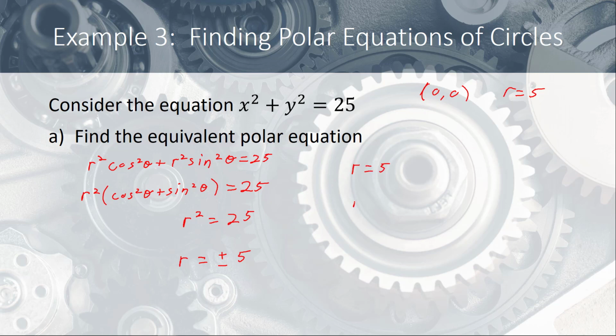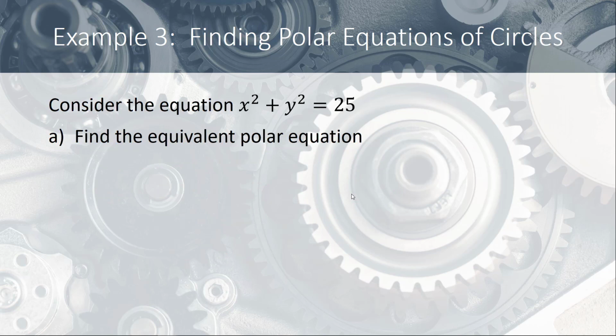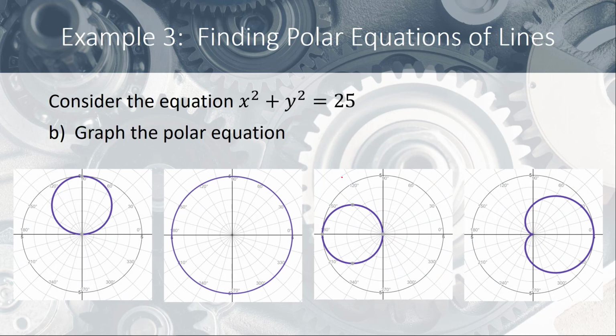The next one is r is equal to negative 5. And you have to put both equations in MML to get that answer correct. Now the graph, well, once again, this is the equation for a circle whose center is the origin and whose radius is 5. So this happens to be the graph.